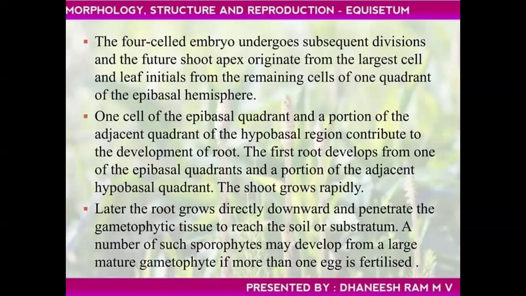One cell of the epibasal quadrant and a portion of the adjacent quadrant of the hypobasal region contribute to the development of the root. So the first root develops from one of the epibasal quadrants and a portion of the hypobasal quadrant. As a result, the shoots grow rapidly. Later, the roots grow directly downward, penetrating the gametophytic tissue to reach the soil, and a number of sporophytes may develop directly from a mature gametophyte.